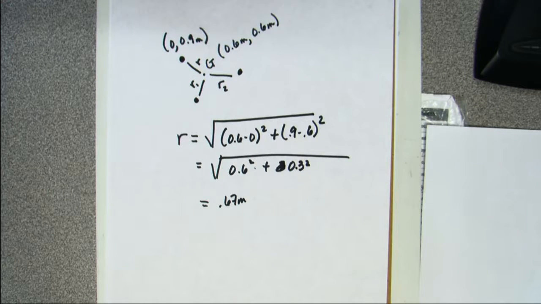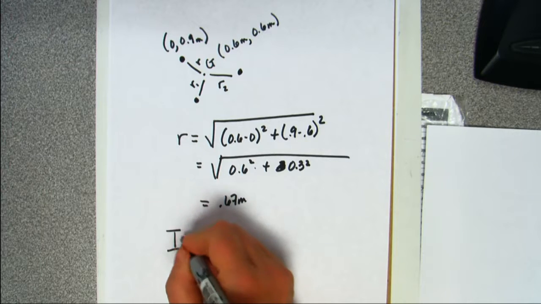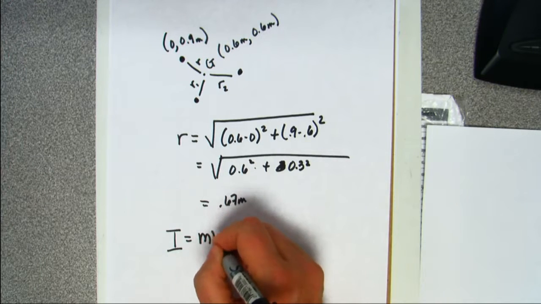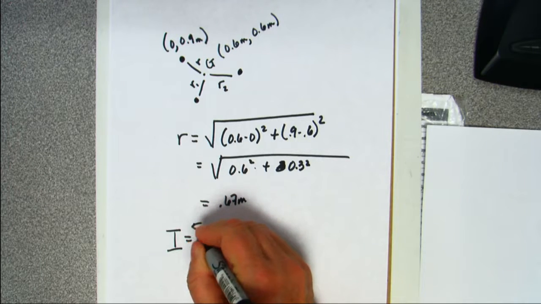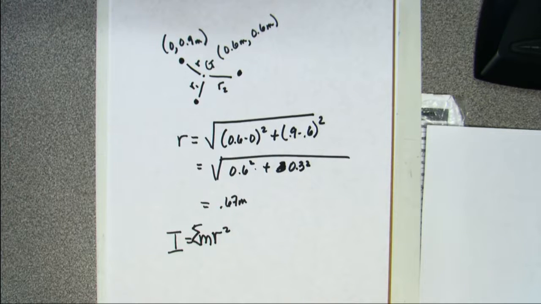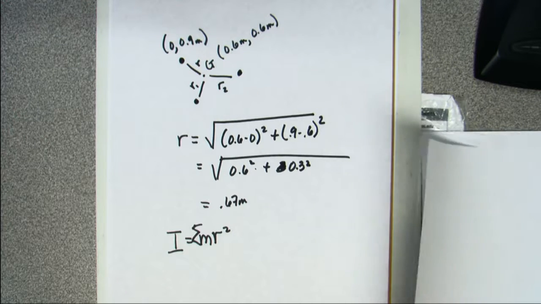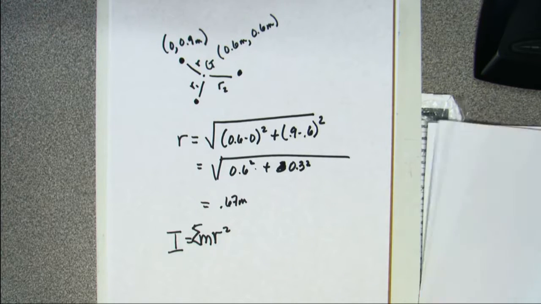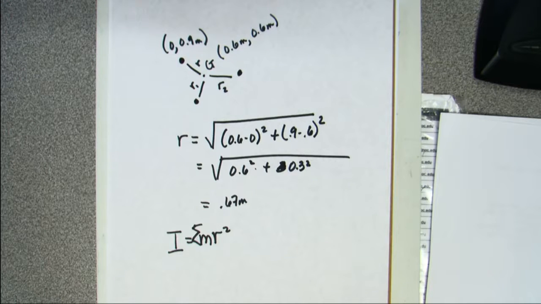And now I can find my moment of inertia, because remember, my moment of inertia is going to be the sum over each of these individual R squares. So once I find all three R's, I can find its moment of inertia. And that's going to come into play and become very important.